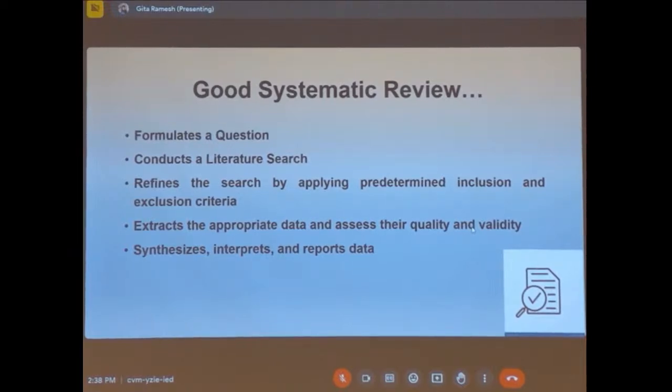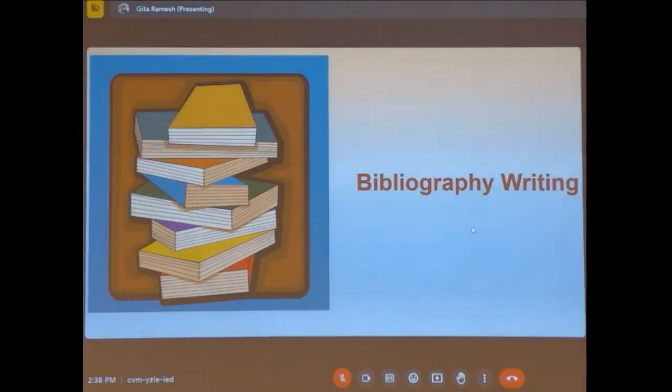The second topic is bibliography writing. When you are doing a systematic review, you are looking into lots of items or literature. The search is so extensive that you need to know how to write or cite these references. That is why my next topic is bibliography writing.